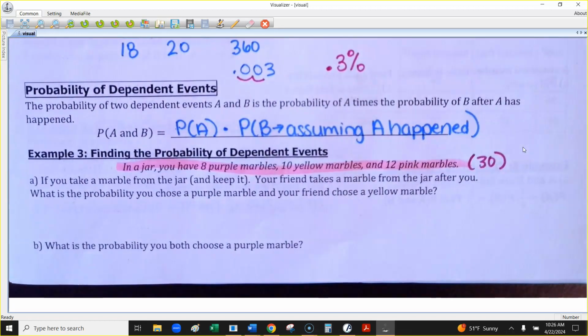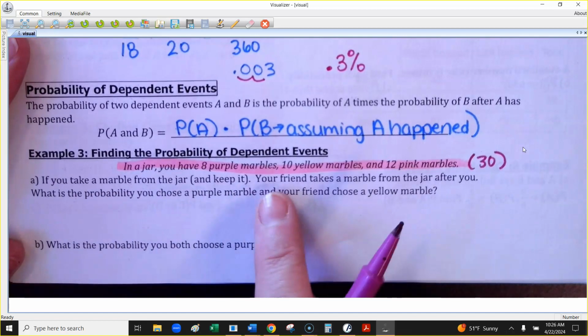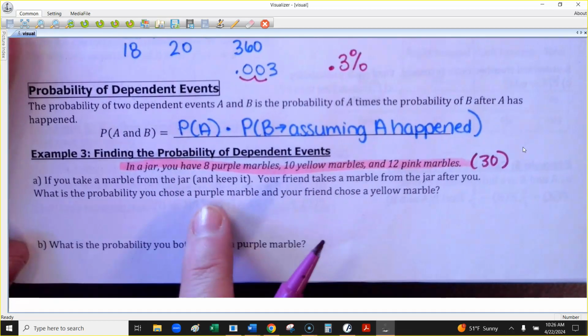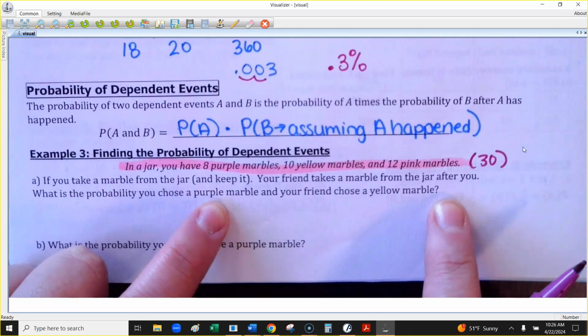If you take a marble from the jar and you keep it, the act of you keeping it, holding it out, makes it dependent because it changes how many marbles are in the jar, so that affects the probability of the second event. So if you hold a card or a marble or hold something out, that changes it to be a dependent probability. So you take a marble from the jar and keep it. Your friend then takes a marble from the jar after you. What's the probability you choose purple and your friend chooses yellow?